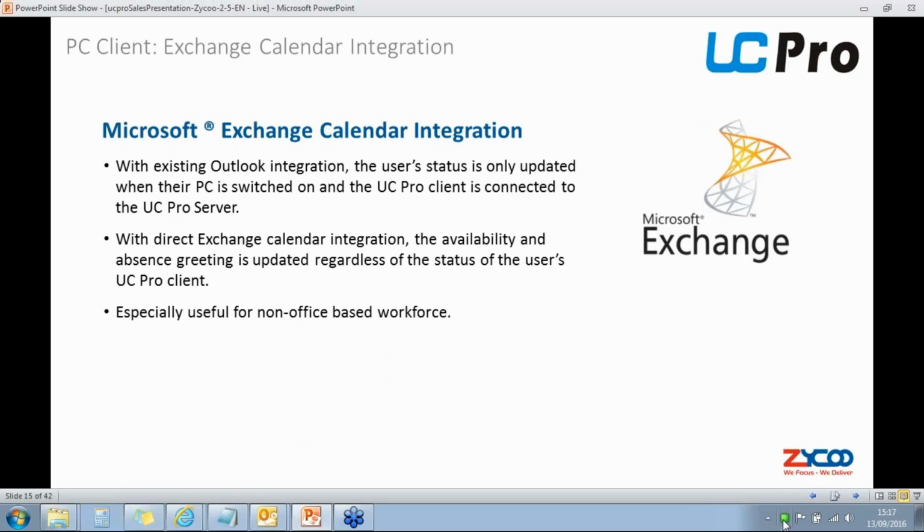So we have a separate optional feature called the Exchange Calendar Integration. What that does is it allows the UC Pro server to connect directly to the Microsoft Exchange server and obtain users' calendar and events information from the Exchange server, rather than the users' local Outlook calendar. So if you have customers that have a lot of users that work out of the office, and you want those users to correctly reflect their availability, especially when they're out of the office, then the Exchange Calendar Integration is probably a feature that they will be interested in. That's an optional feature. There's additional licensing involved in that.